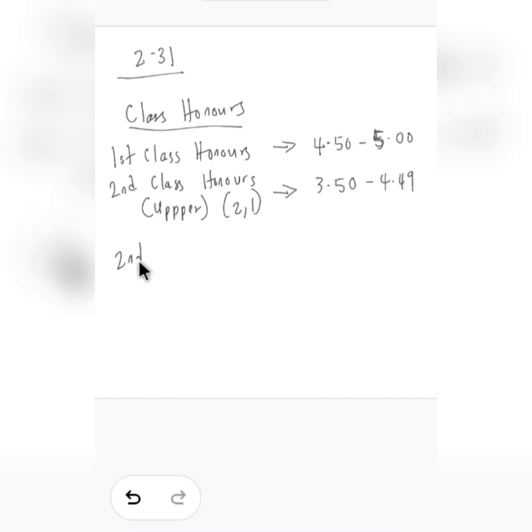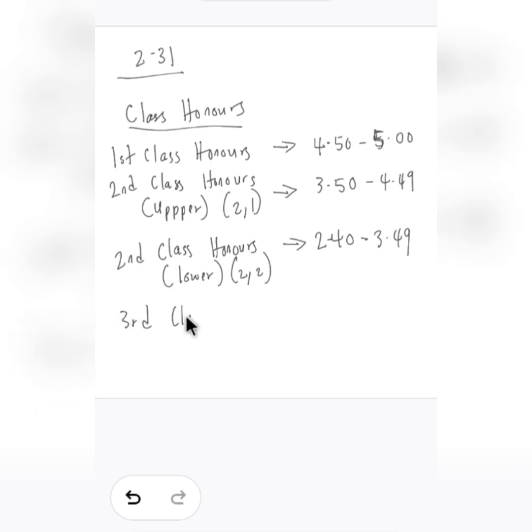Then for the second class lower honors, they call it 2-2. Understand? So it is from the range of 2.40 to 3.49. Then we have third class honors, which ranges from 1.50 to 2.39.